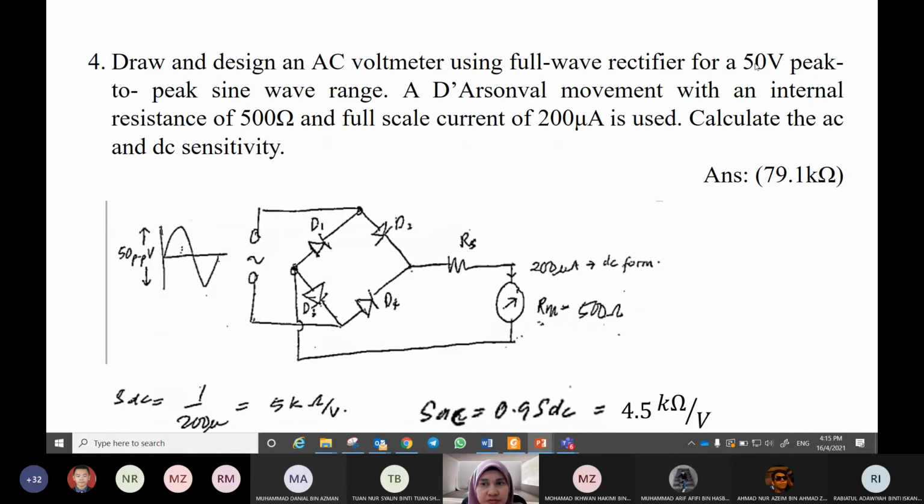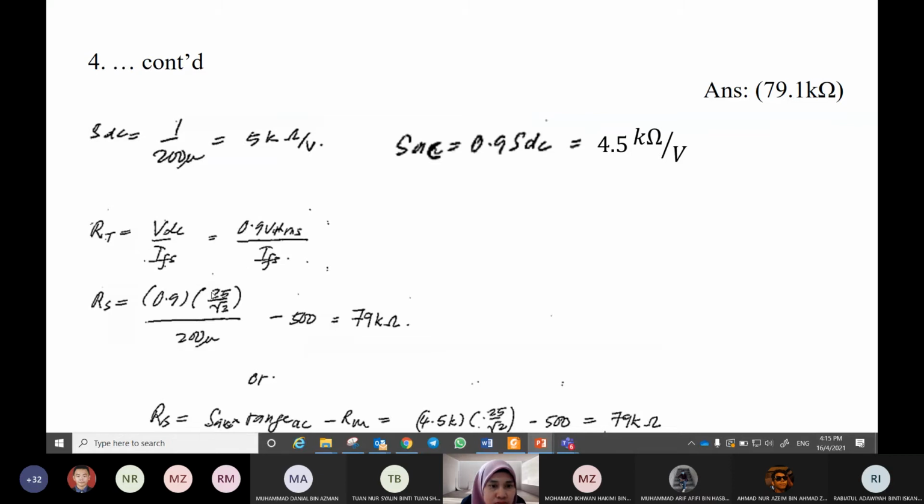50 volt is V peak to peak, meaning from the bottom to the top of the signal. So V peak here is equal to 25. How to find VRMS? VRMS is equal to V peak over root 2. So 25 divided with root 2, and then divided by the current, 200 micro, minus 500 because this is Rm. So we get 79K.